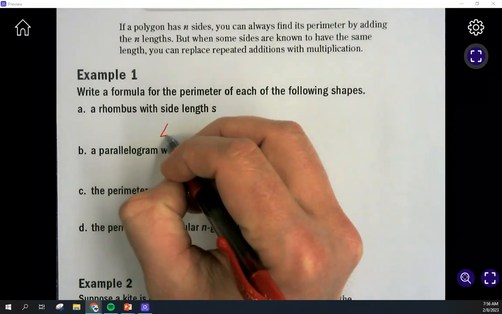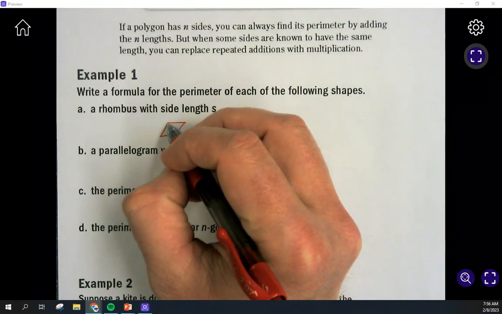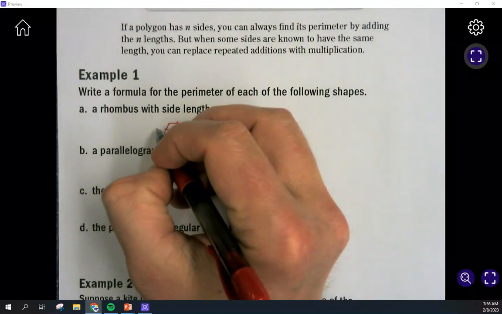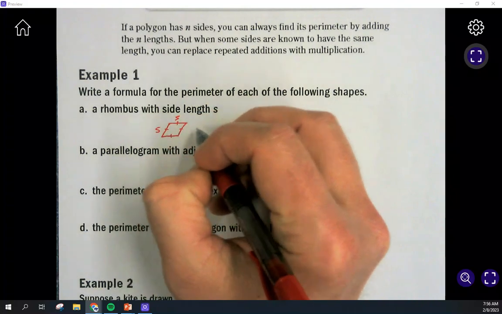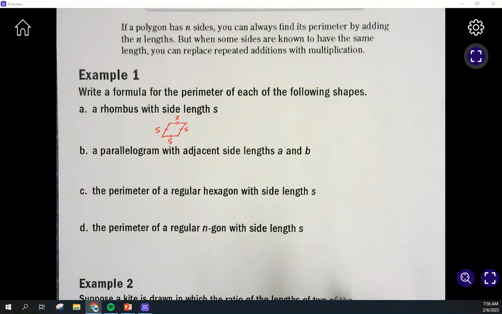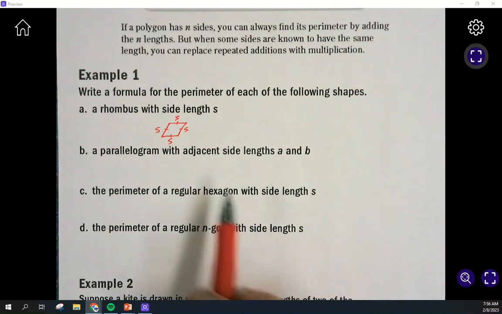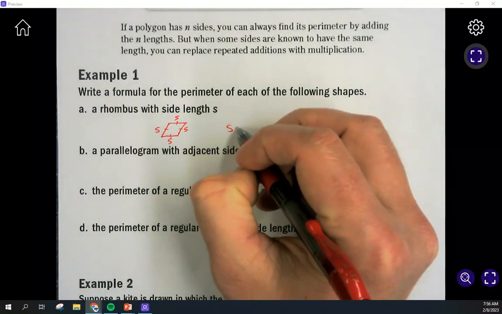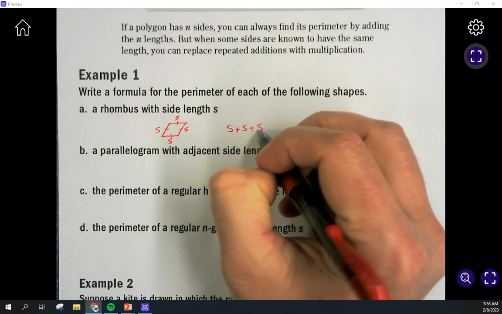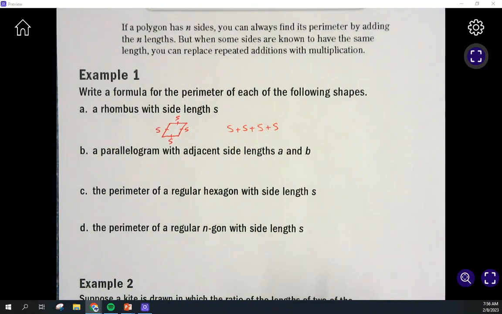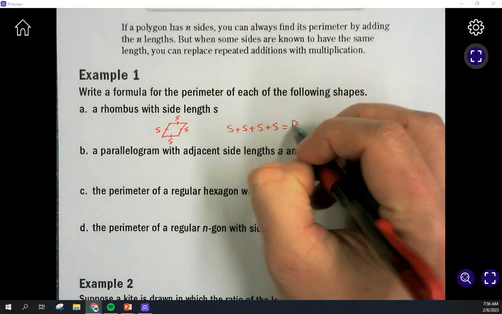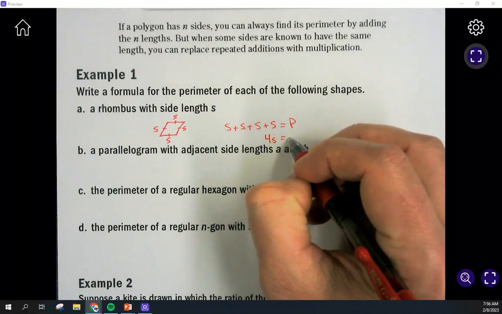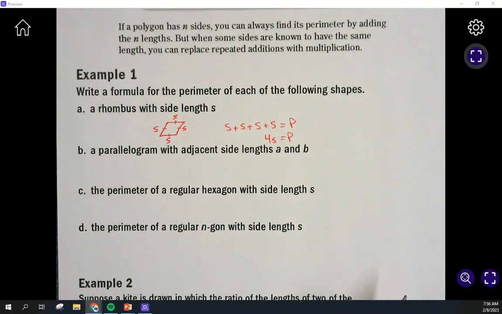So we know a basic rhombus looks like this. All the side lengths are equal. And so if every side length is S, just like if those were 5s, because they look like 5s, you would do 5 plus 5 plus 5 plus 5 to get the perimeter. So we are doing S plus S plus S plus S equals perimeter. And of course, I can combine those into 4S. So the perimeter of that shape is 4S.